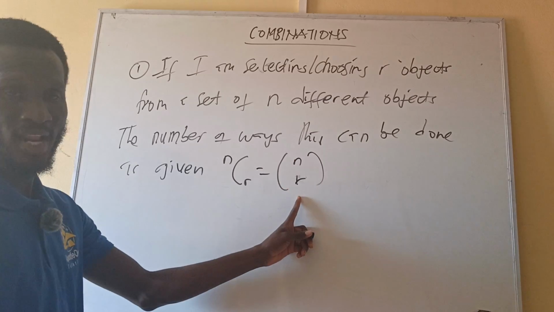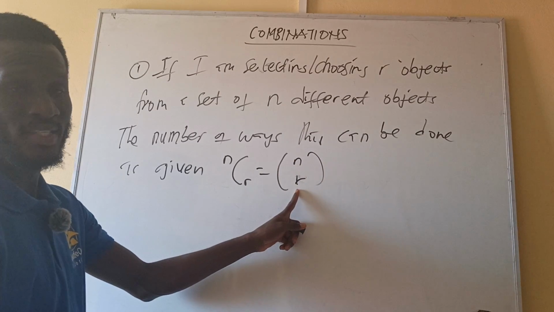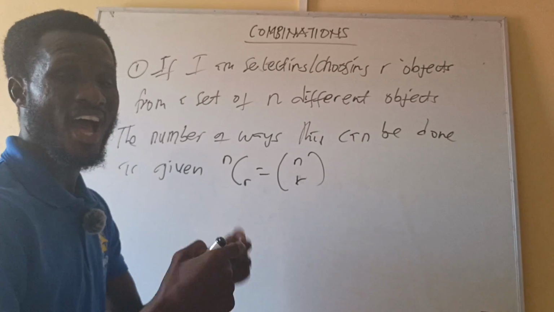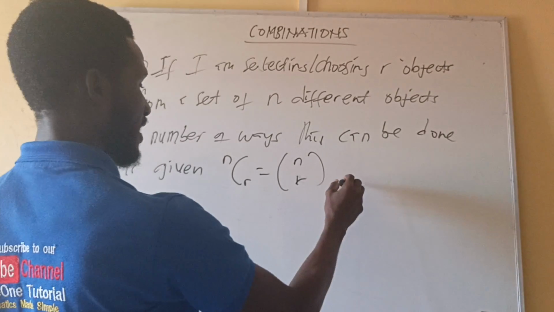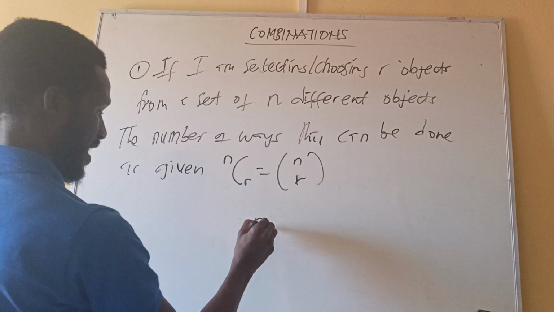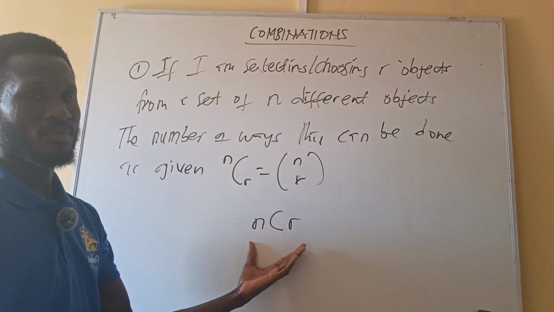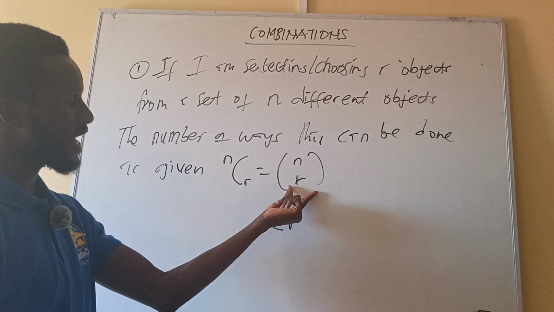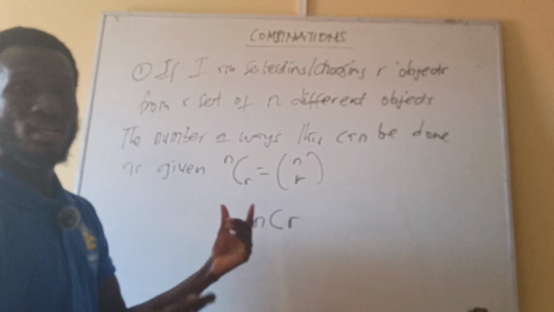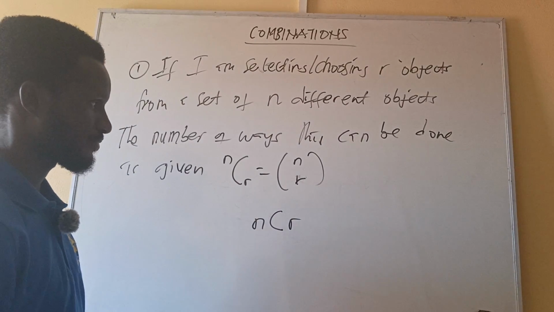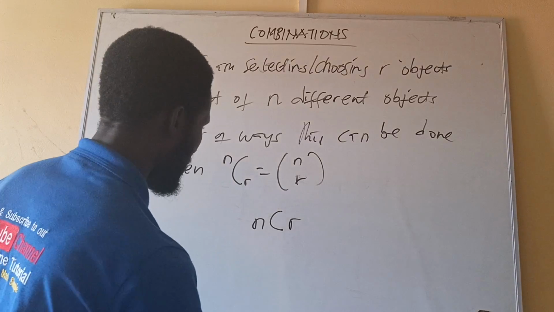Now this one can also be written like this. When you see something like this, it is the same thing. This one also is the same as n combination R. On the calculator, it is written as nCr. On the calculator, you see something like this. So when you see something like this, they are all the same.